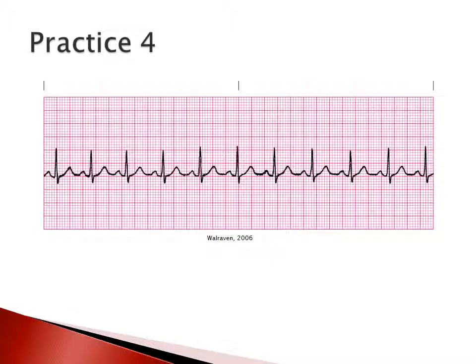So when we put that all together, we have a regular rhythm, normal P waves, normal PR interval, normal QRS complex, normal T wave, and a QT interval that is slightly shortened with a rate that is greater than 100 beats per minute. If you're thinking sinus tachycardia, then you are correct.